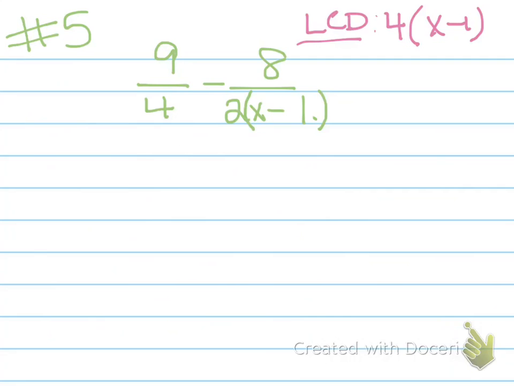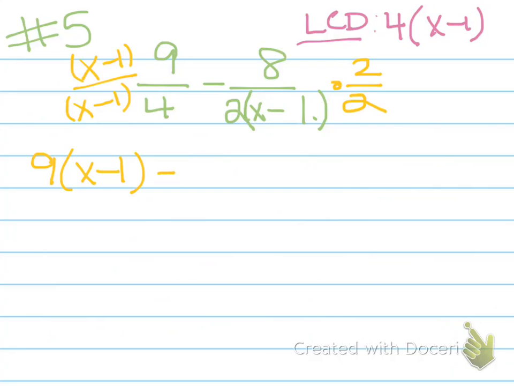To have our 9 over 4 have an LCD of 4 times x minus 1, all we need to do is multiply this one by x minus 1 over x minus 1. Now over here, our second rational has a 2 and an x minus 1. So the x minus 1 is fine, and all we need to do is multiply this one by 2 over 2. Alright, so we're going to have 9 times x minus 1 minus 8 times 2, which is 16, all over 4 times x minus 1.